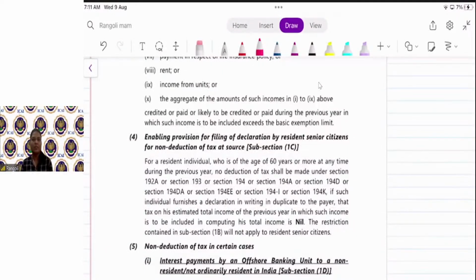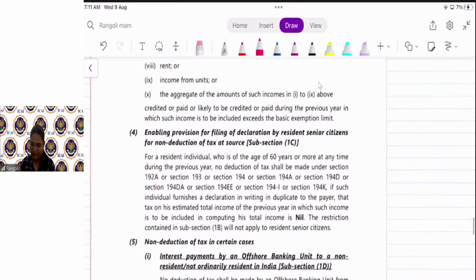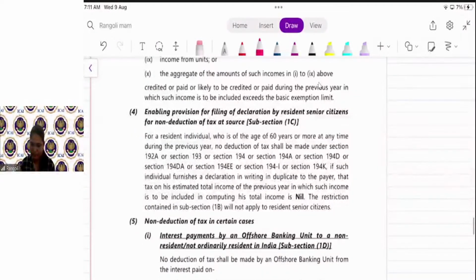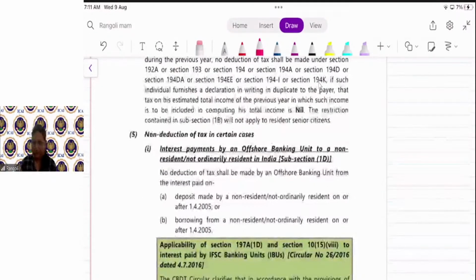This exception is not applicable to senior citizens. If you are a senior citizen, you can still apply for zero deduction even if your income exceeds the basic exemption limit, via form 15G or 15H. In that case, they will not deduct TDS. Everyone clear with this? It is a procedural thing.